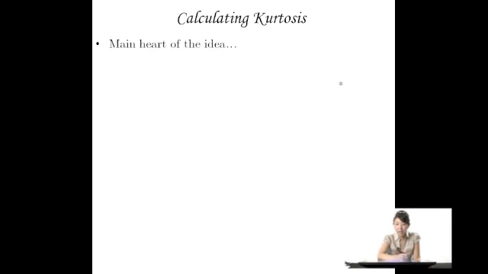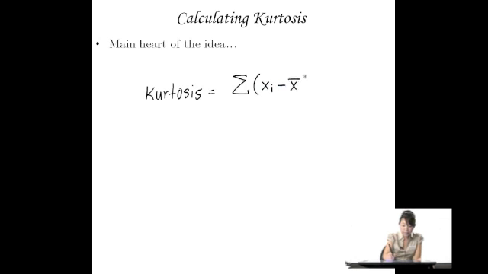So now let's talk about calculating kurtosis. Let's talk about the main heart of the idea before we get into things. Like skew, you could multiply constants to it. It sort of doesn't matter. This is the heart of kurtosis. Here's my sigma. It's going to be that same distance for each point away from my mean. But instead of cubing it, we're going to raise it to the fourth power.